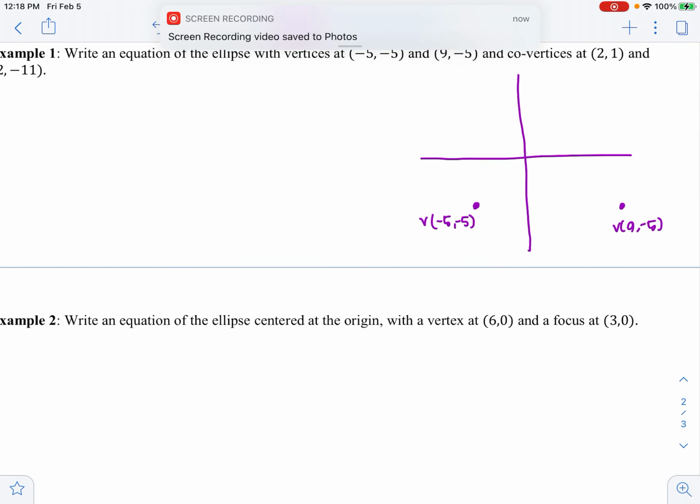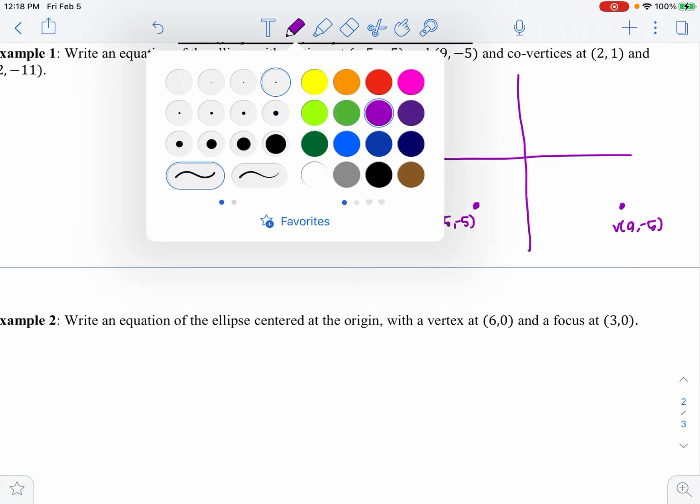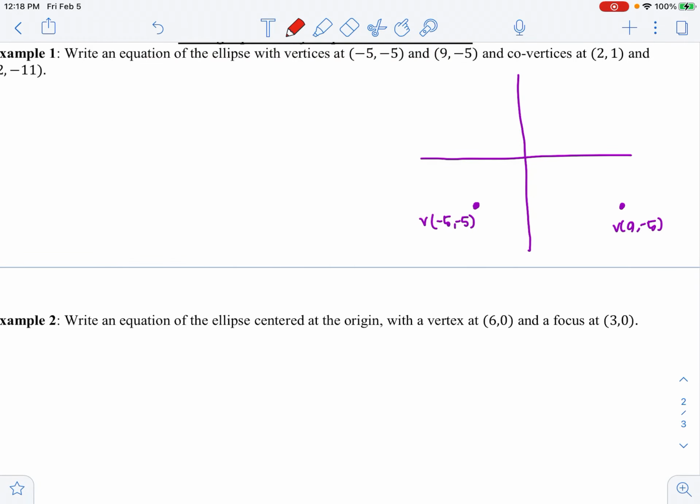Okay, now I can graph my co-vertices. They're at (2, 1). So right 2, up 1, let's say right here-ish. (2, 1), and I'll put CV for co-vertex. And then what's the other one? (2, -11). So down here. And it looks like I have to move that one over just a little bit so that it lines up with the other red one. Okay.